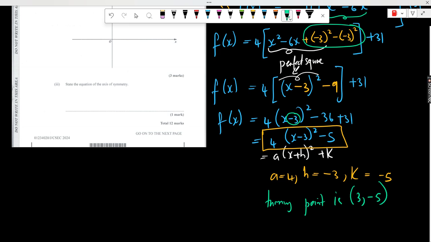Now let me just do another one since we're on the topic of completing the square. Suppose we have a quadratic which is in this form: f of x is equal to, say, (2x plus 5) squared minus 19. Who can tell me what the turning point of this one would be?